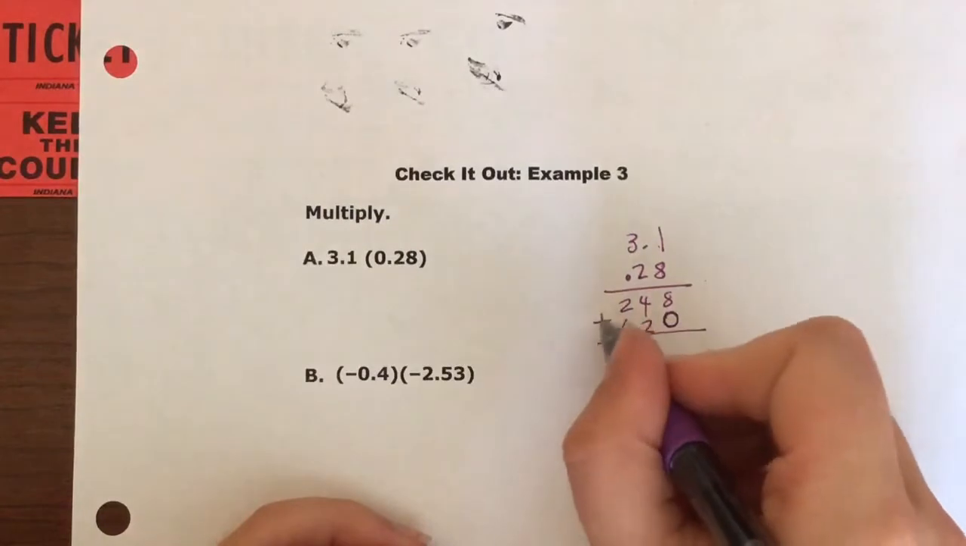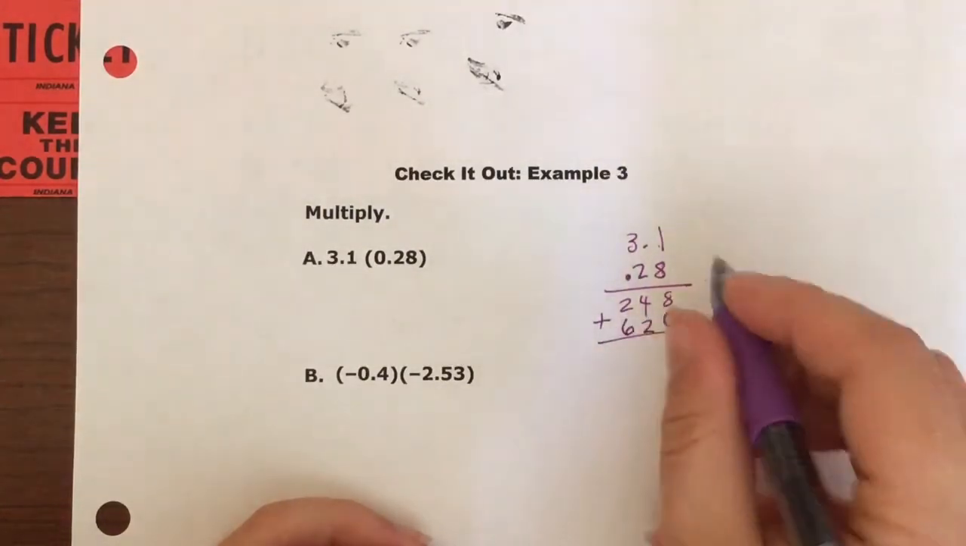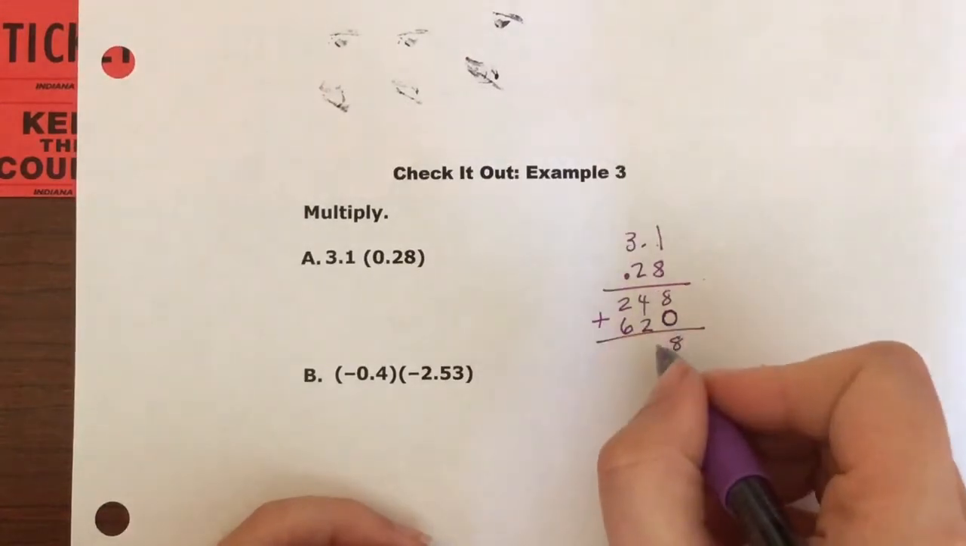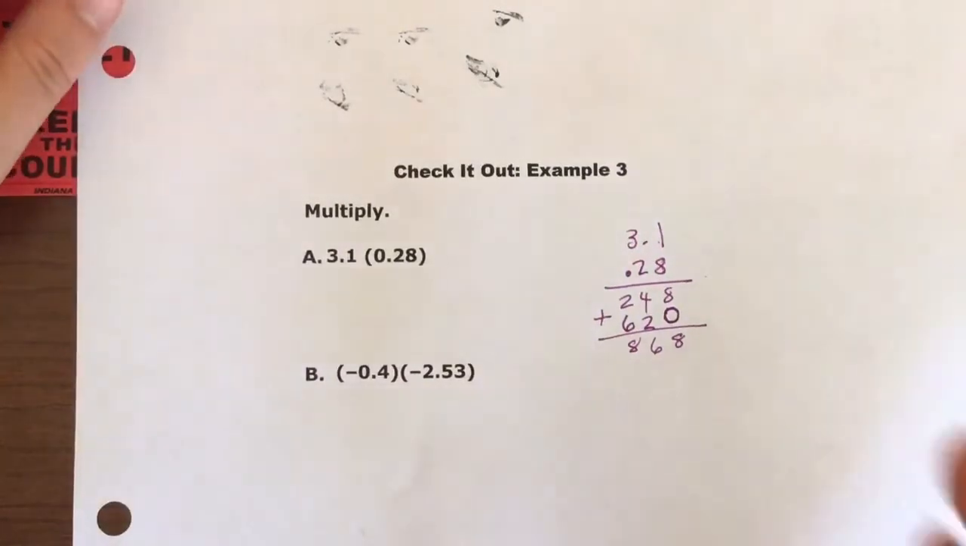And then we just add. 8 plus 0 is 8. 4 plus 2 is 6. 2 plus 6 is 8. And there we go. That's our answer.